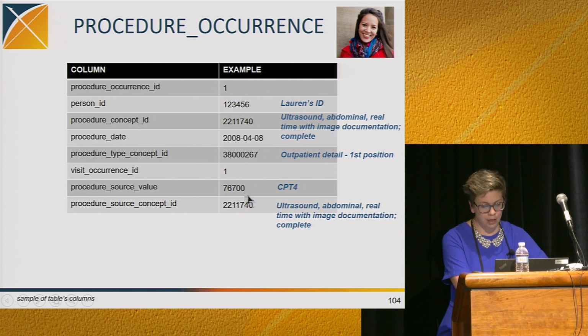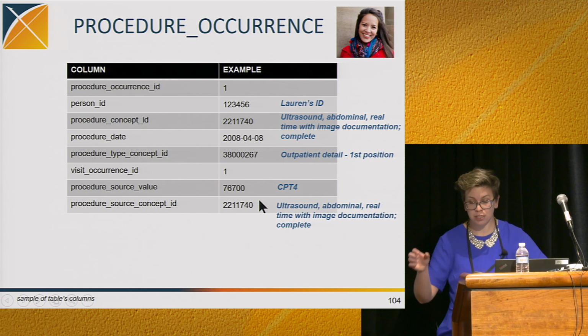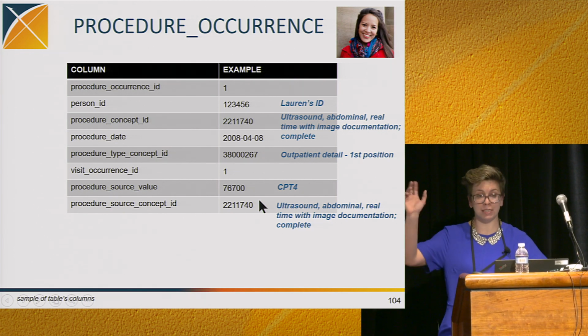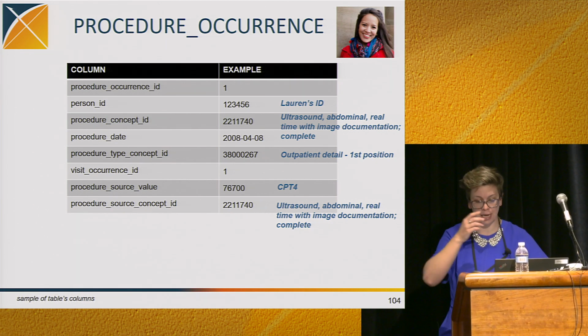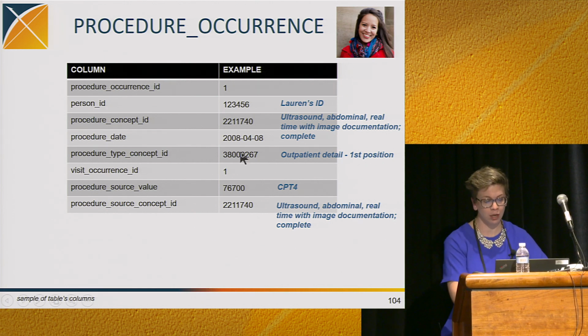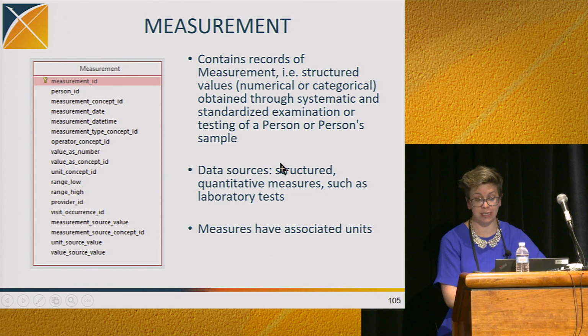Again, she had a CPT, and this CPT was an ultrasound abdominal real-time with image documentation complete. And then we can map that. It basically gets mapped to the same exact concept ID. Because it was a CPT, the standard code is the CPT in this case. We don't have to map it anywhere. Same thing, we get a date, and we know this was an outpatient, first position, and it was associated with a visit in this case.